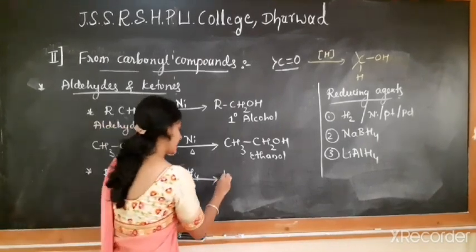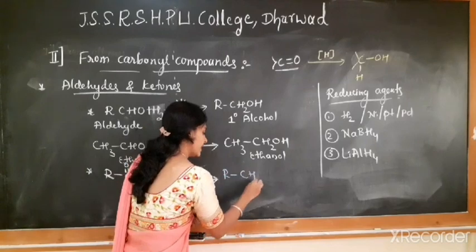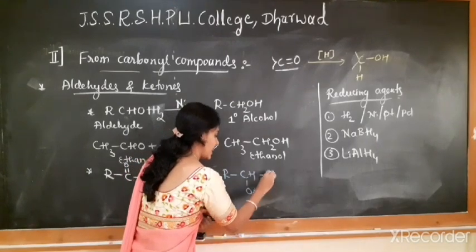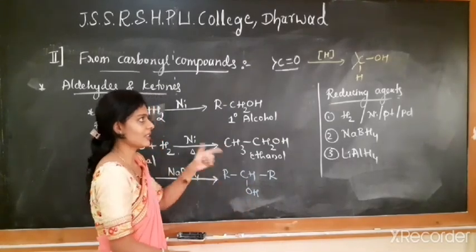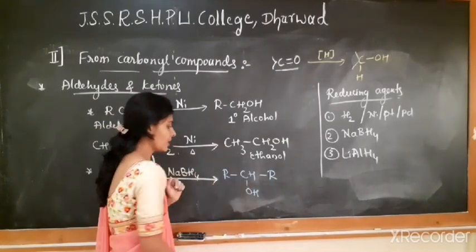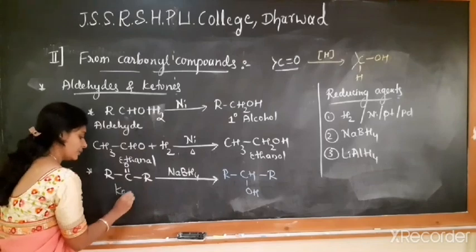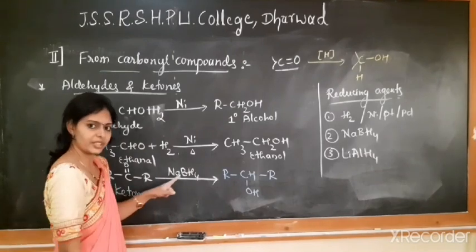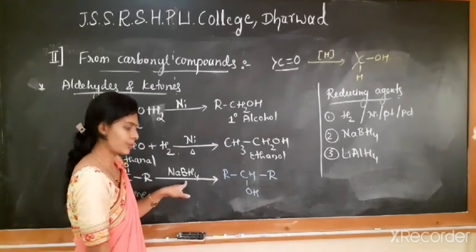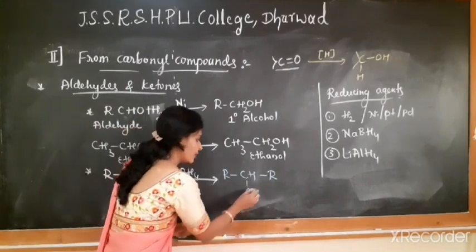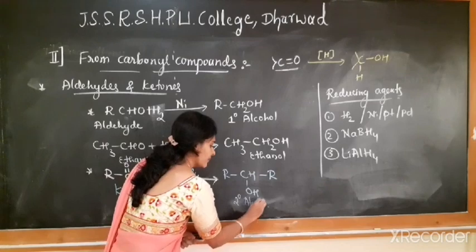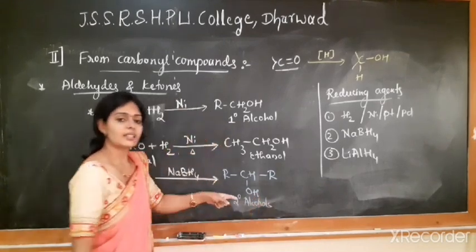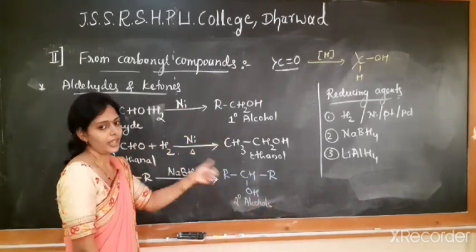So here we are getting the product RCHOH as it is. C double bond O is converted to CHOH. The remaining things you write as it is. So here you can see that when a ketone is subjected to reduction in the presence of sodium borohydride, there is a formation of secondary alcohol. So aldehydes give primary alcohols and ketones give secondary alcohols on reduction.